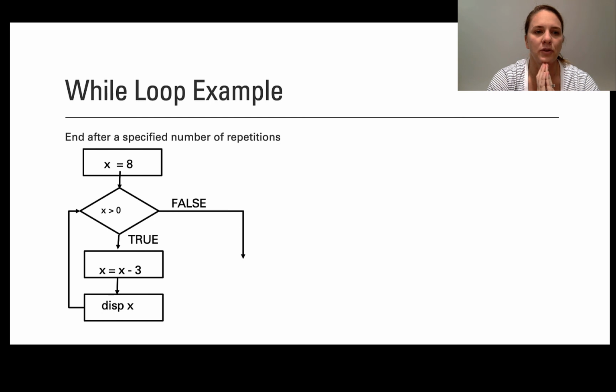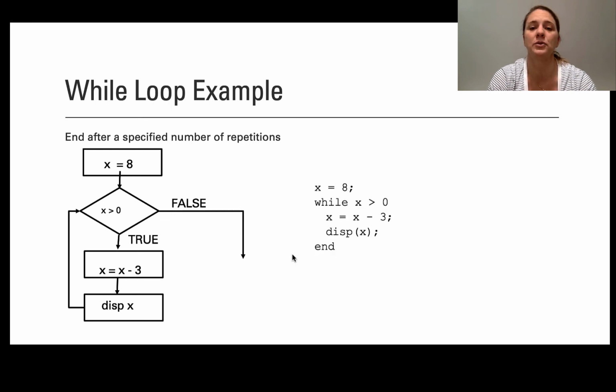A quick example for you. Here's a flowchart where I set x equal to 8. Then I ask if x is greater than 0. If that's true, then I set x equal to x minus 3. So I subtract 3 from my value of x. Then I display x. And I repeat that until x is no longer greater than 0. And then I exit my while loop. In code, this will look like this. I have x equals 8. And I say while x is greater than 0, x equals x minus 3. I display x, and then I end.